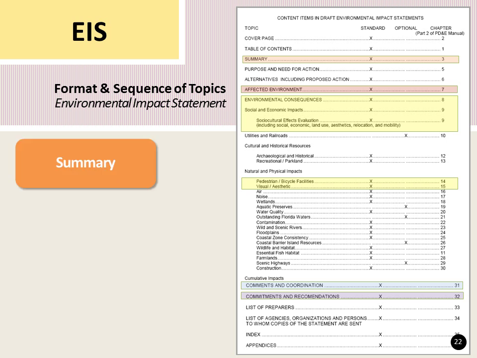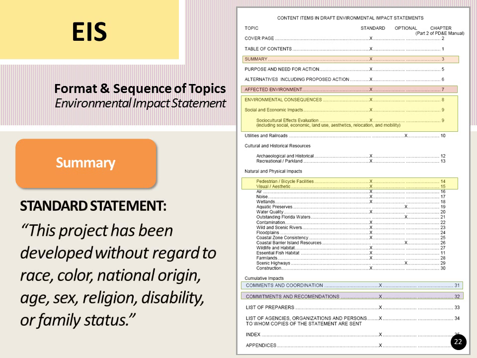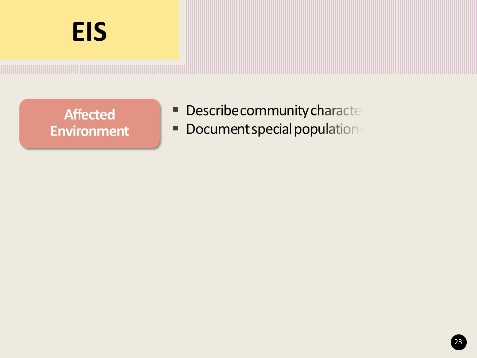In the summary section of the EIS document, indicate that the project was developed without regard to race, color, national origin, age, sex, religion, disability, or family status by including the standard statement. In the EIS Affected Environment section, provide a summary of the affected human environment for each of the SCE issues. Include information demonstrating that environmental justice populations and other special populations have received full consideration.